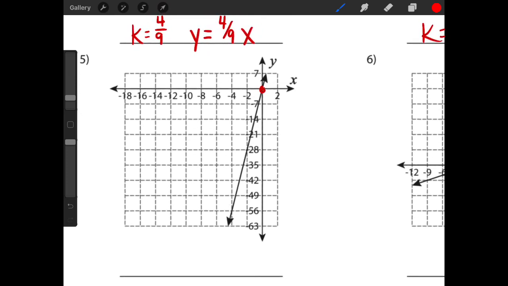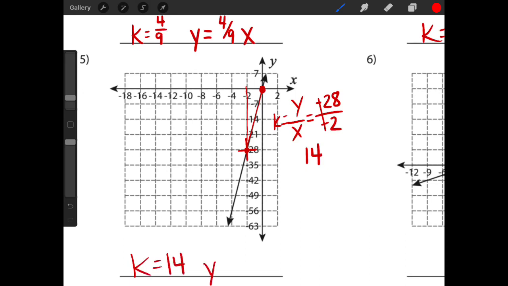Number 5. Number 5 is a little bit tricky because we haven't used a whole lot with negative numbers, but it's going to do the same thing. So we're going to look and we're going to follow the line until I get to a perfect cross section, which is here. So my y value, my y over x, which is my k, my y is negative 28, and my x value that's in line with that is negative 2. Now a negative divided by a negative cancels out to be positive. 28 divided by 2 is 14. So my k equals 14. My y equals 14x is my equation.